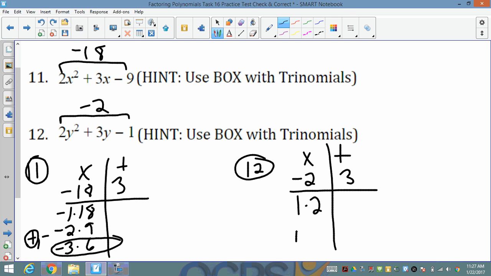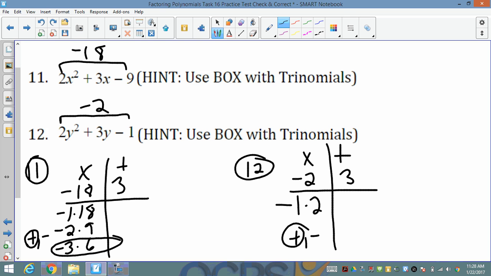Now this is tricky because my signs have to be different. I can't do 1 and 2 to add to 3. It does add to 3, but it doesn't multiply to -2. Since I'm adding to a positive, my bigger one has to be positive. That's my only choice for multiplying to -2. 1 and 2, with one of them being negative.